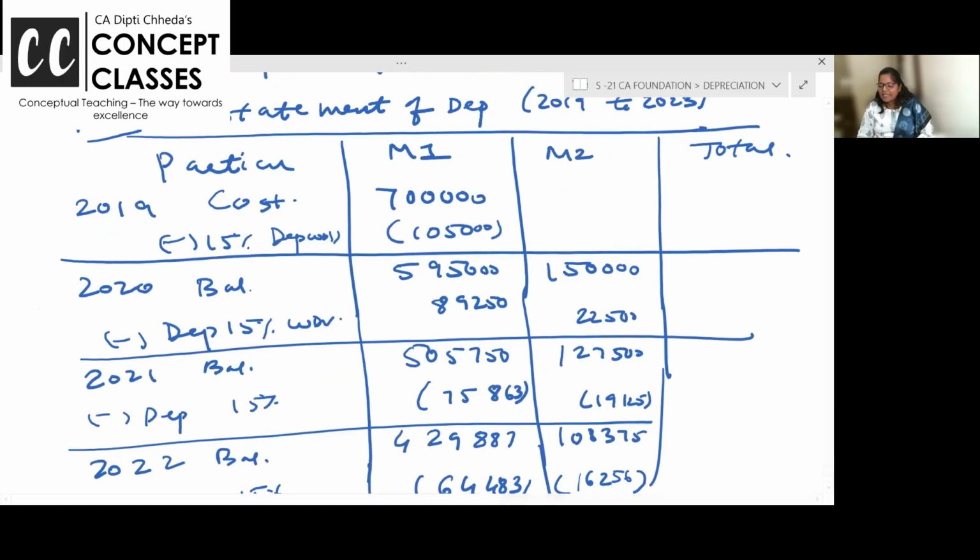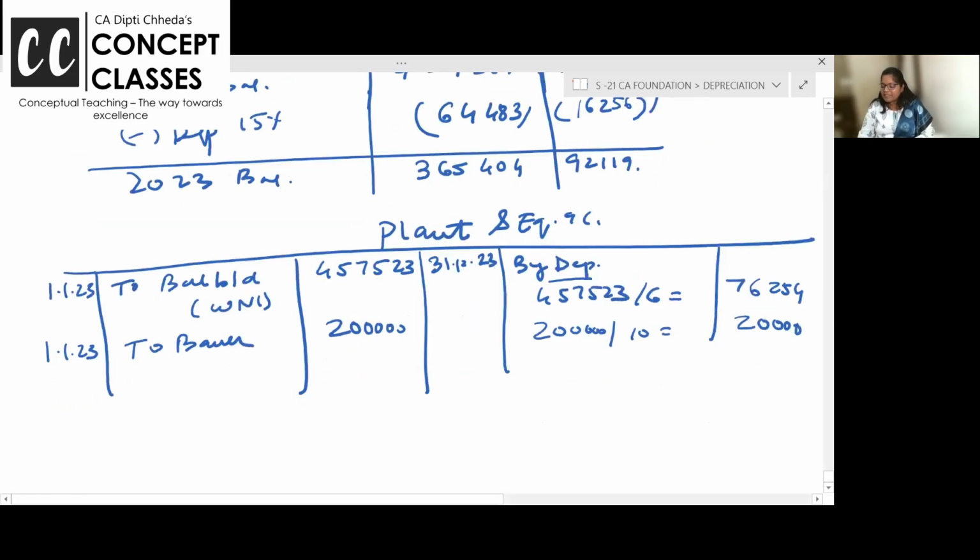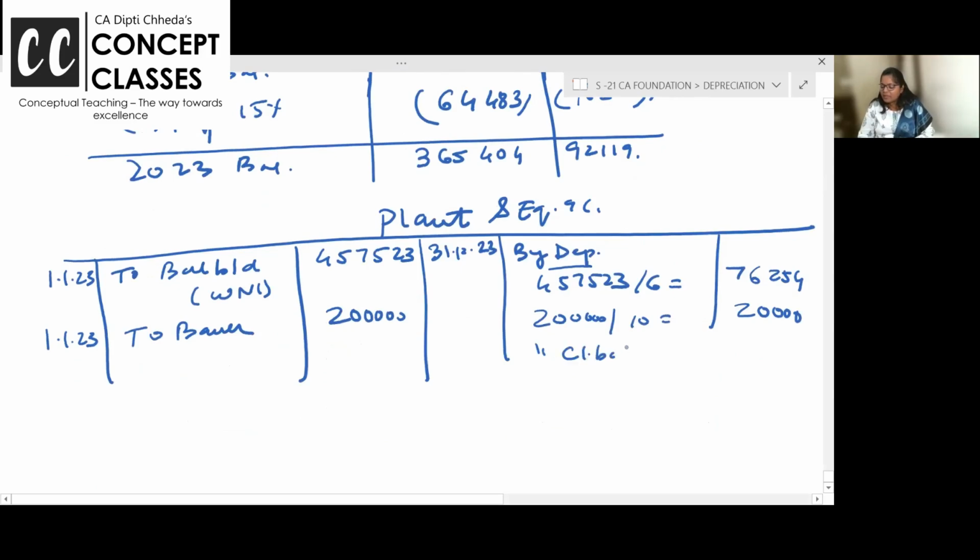Itna sara calculations, why did you get today's value? Until now it was 15% WDV. Now divide by 6 years straight line. So can you get the closing balance also? 457,523 plus 2 lakh, 657,523 minus 76,254 minus 20,000. That is coming to 561,269.